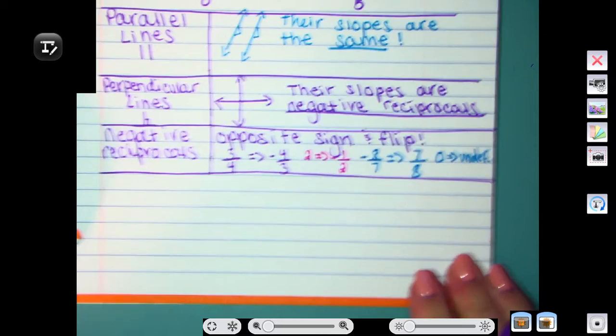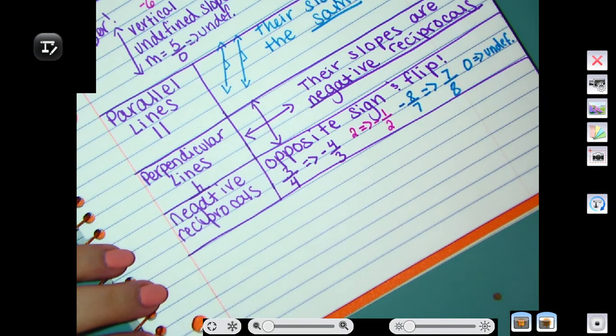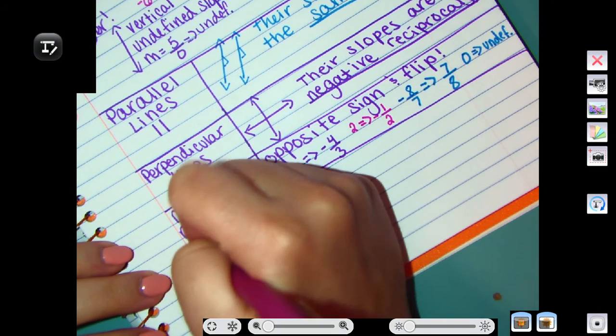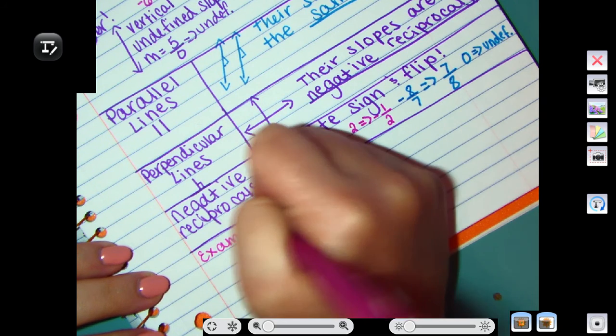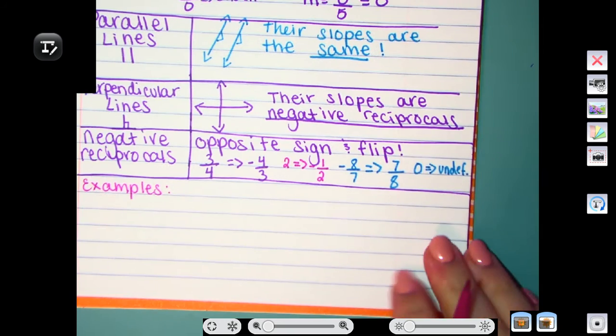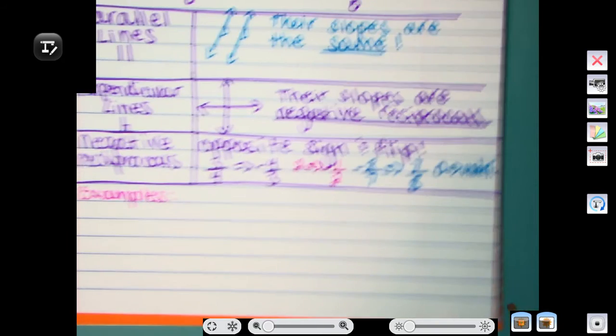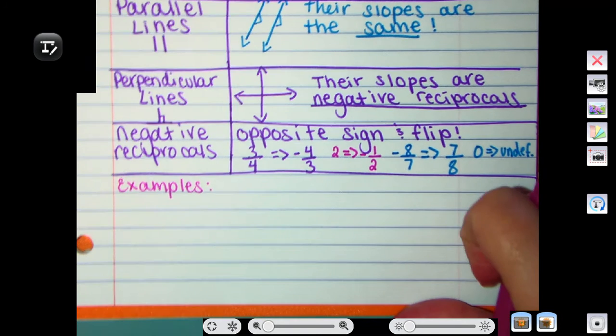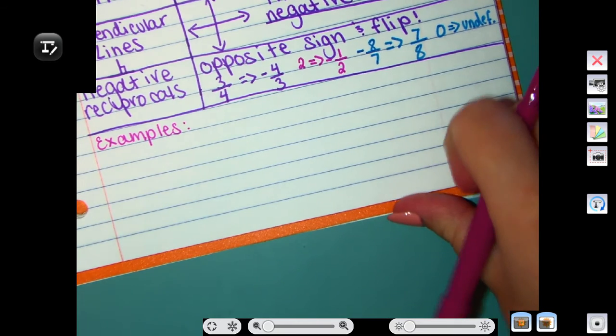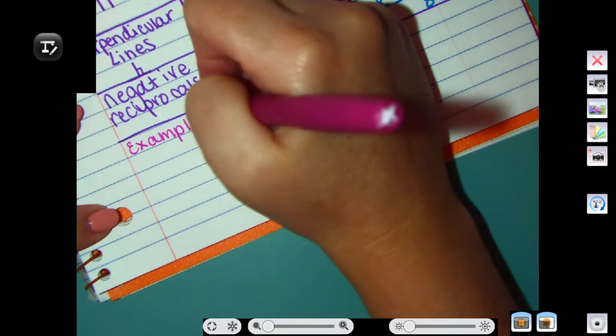Okay, so I'm going to look at some examples here. What we're just going to focus on today is, from points, how to tell if the lines are parallel and perpendicular. Our next lesson tomorrow will involve equations of lines, but for today we're just going to look at the points. So what you're going to do is use slope to determine if a pair of lines are perpendicular or parallel. So I'm going to put the instructions here.